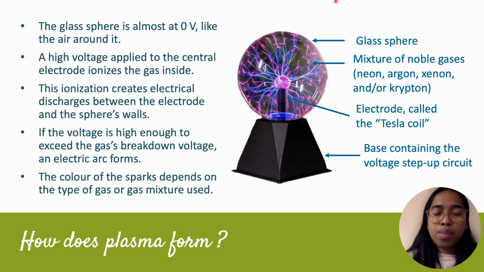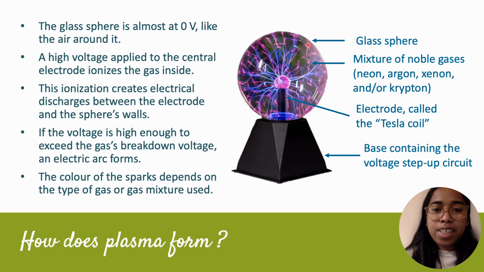So how does plasma work? It can be explained using the plasma ball. The plasma ball was invented by Nikola Tesla. It is a transparent glass sphere filled with a mixture of noble gases, with a high voltage alternating electrode on the order of kilovolts at its center.